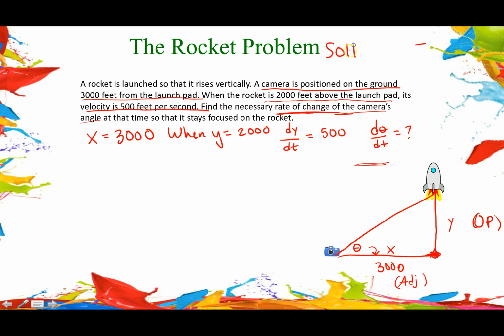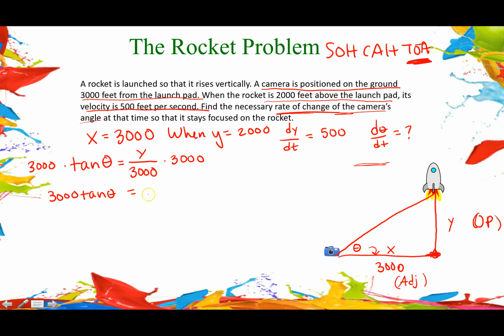Well, you should have used SOHCAHTOA, and you should have said tangent. So we've got tangent of theta is equal to opposite over adjacent, in this case, y over 3,000. Now I know that we're given y and it's tempting to plug in 2,000, but you're not going to want to do that yet. I'll explain why in a second. Next we're going to solve for y, so we multiply by 3,000. So I get 3,000 tan theta equals, well, that cancels, just y.